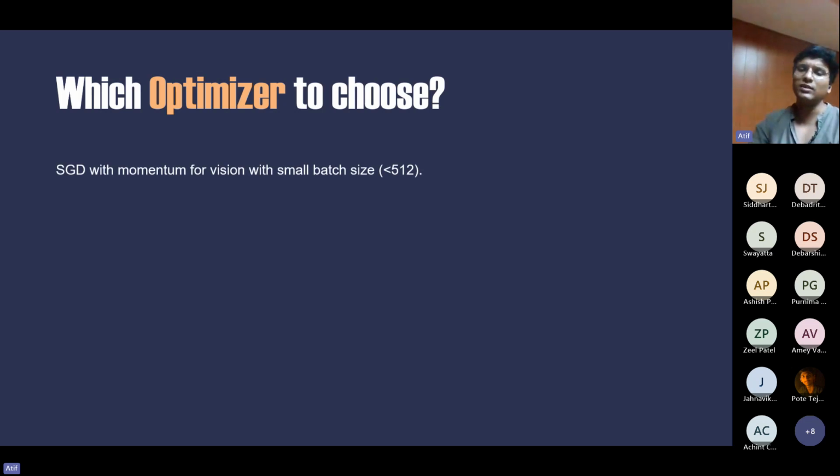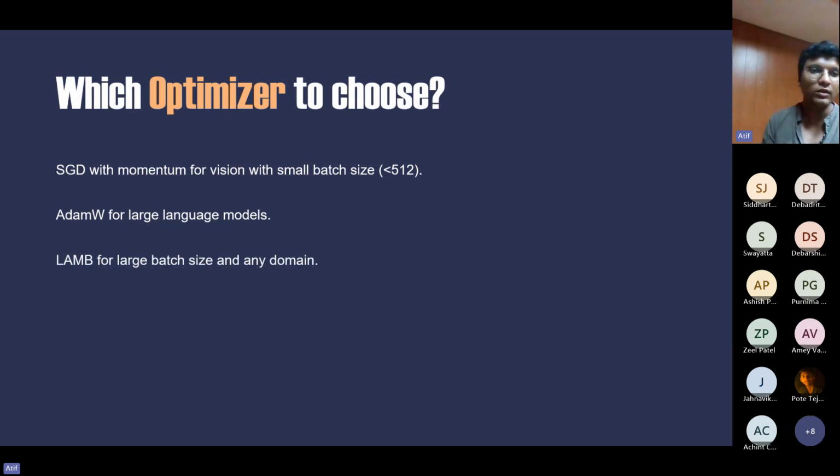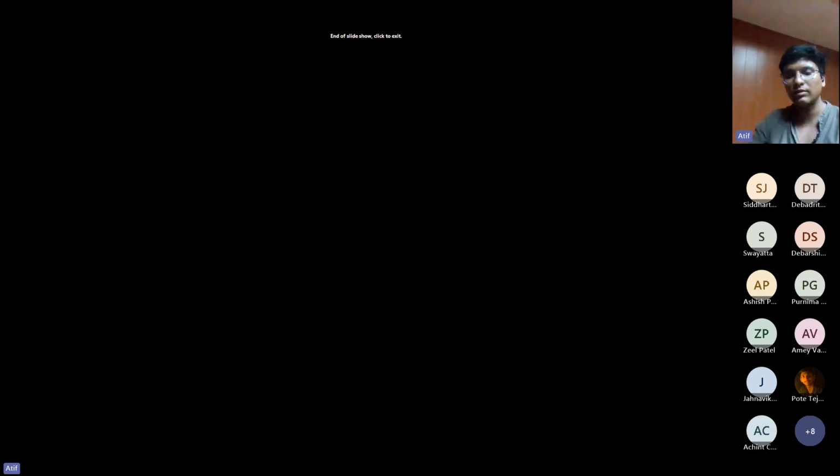Finally, this is very hand wavy. I don't have any theoretical backing for any of this. This is what I have observed from running many experiments. You can or cannot use these recommendations. What I found personally is that if I have a smaller batch size, SGD with momentum performs really well for vision tasks. For language models, AdamW performs really well. And if you have a larger batch size, then the LAMB optimizer works really well. And that's about it.